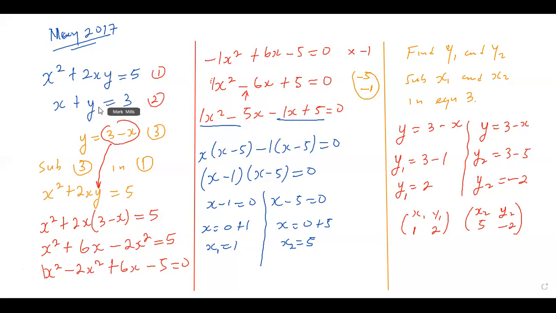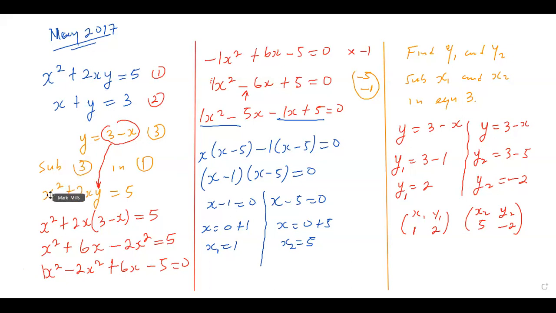It's easier for you to make equation 3 from equation 2, making y the subject. So you say y is equal to 3 minus x. We name it equation 3. Then we move on to the next step. We're going to substitute 3 in 1, right? Why 3 in 1? Because equation 3 is coming from equation 2, so we can't put it back in 2, so we have to go and put it in 1.